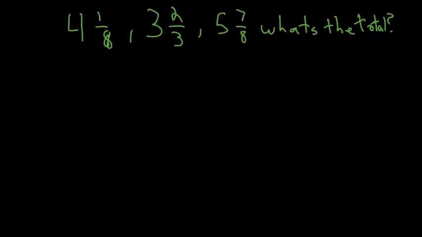Alright, so now we're given 3 mixed numbers, 4 and 1/8, 3 and 2/3, and 5 and 7/8. And we want to know what the total is. And we're just going to estimate again. So 4 and 1/8. 1/8, that's not very much, so we're going to say that's 0. So that's just going to be 4. Plus 3 and 2/3. 2/3 is pretty close to 1, so I'm going to round that up to 4. Plus 5 and 7/8. 7/8 is pretty close to 1. So I'm going to round that up to 6. So now I just add 4 plus 4 plus 6 to give me about 14. So the total is going to be about 14.